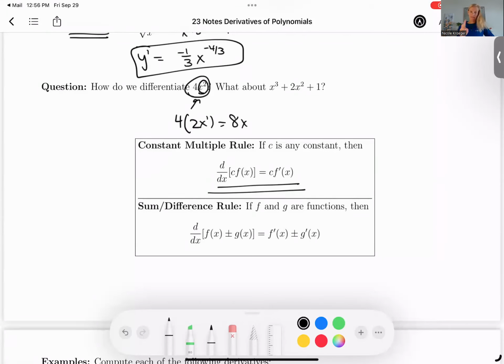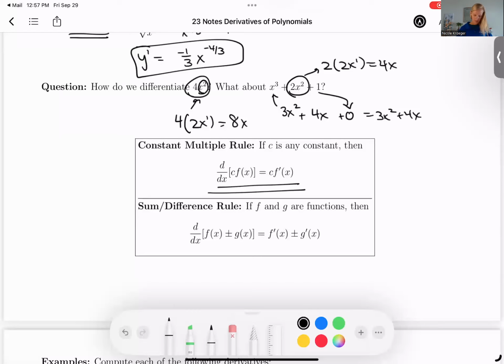If I have a constant times a function, I just pull the constant out and deal with the function itself. If I have a bunch of things being added or subtracted, I just deal with the pieces individually and then add or subtract them. So the x cubed becomes 3x squared. The 1 becomes 0 because it's a constant without an x. And then the 2x squared becomes 2 times the derivative of x squared, which is 2x to the first. So this becomes 4x. So we could write that as 3x squared plus 4x. Okay, notice this only works with addition and subtraction. Multiplication and division are going to be a lot messier.